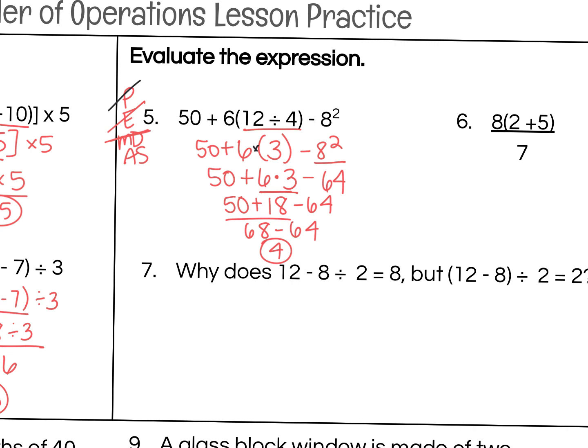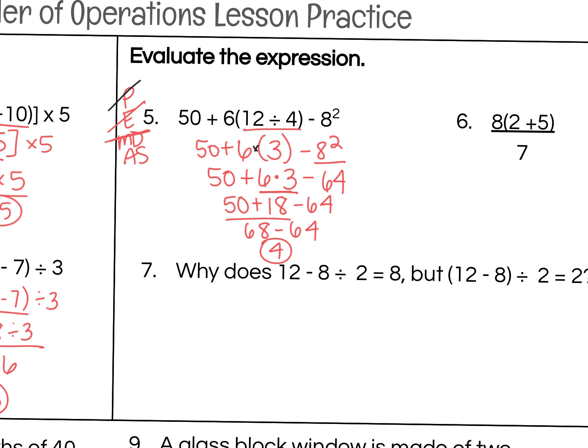On number 6, do we want to rewrite it first, or do we want to go ahead and just solve it the way it's set up for us? Okay, so what is it showing me? How do I read that numerical expression? 8 times 2 plus 5 divided by 7. So everything on the top I need to do first. The last thing I'll do is divide by 7.